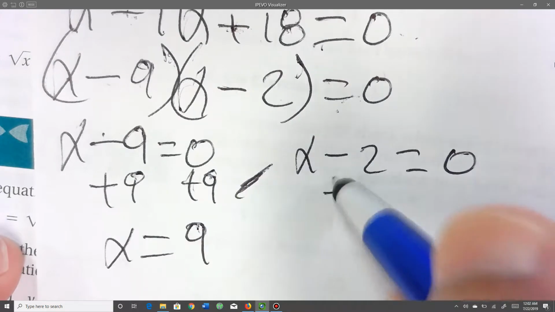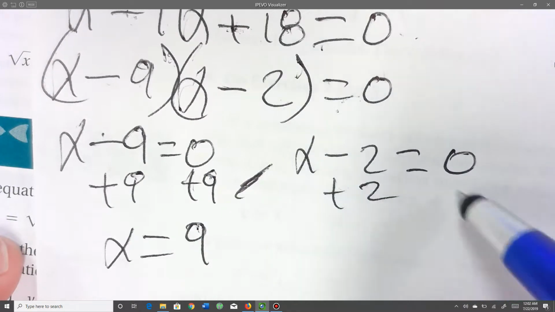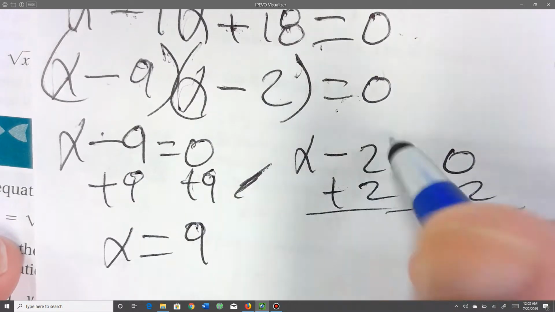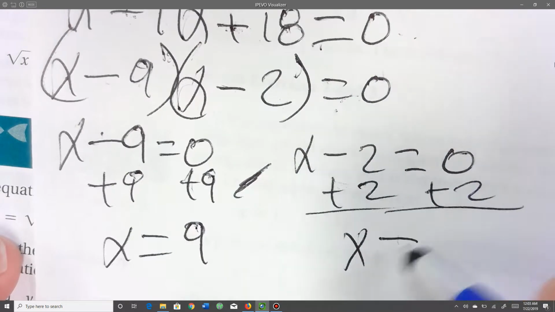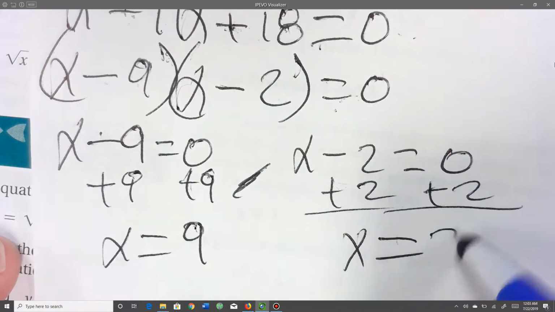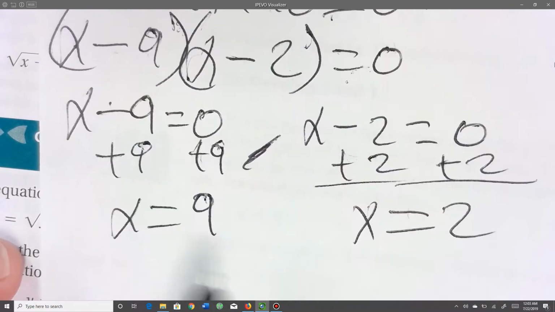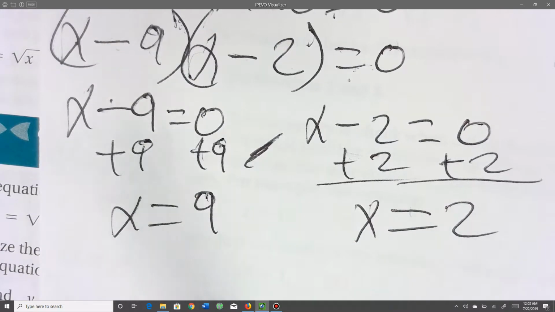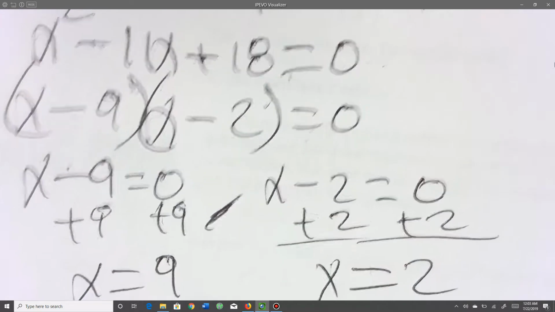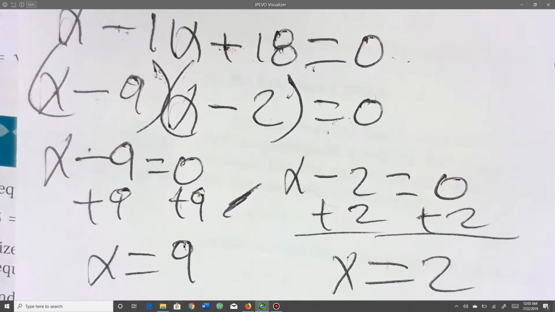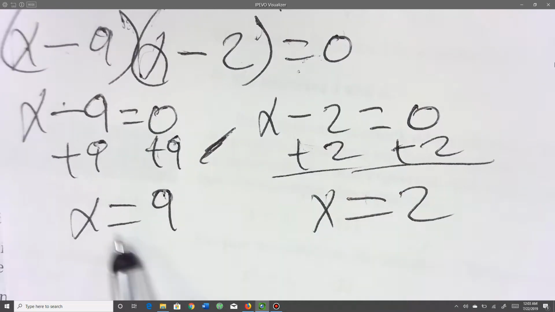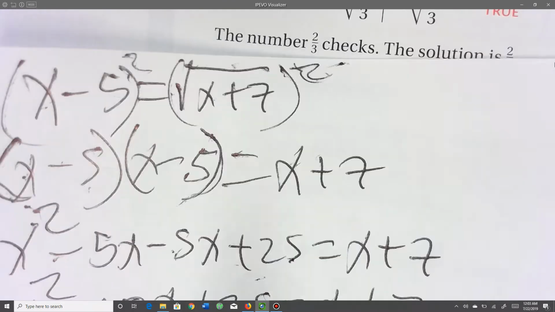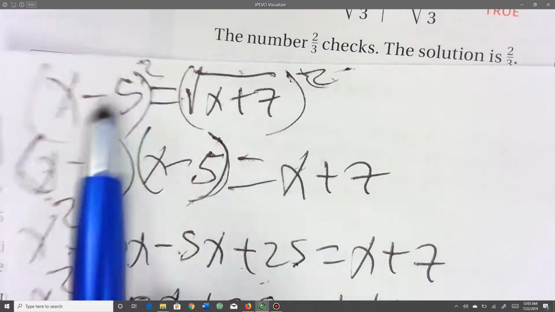Use the addition principle again here. Add 2 to both sides, and this adds up to 0. Rewrite x equals positive 2. See, now we have two different answers. Now we have a problem, because we don't know if both of these values make the equation true. That's why we need to plug them into this equation.